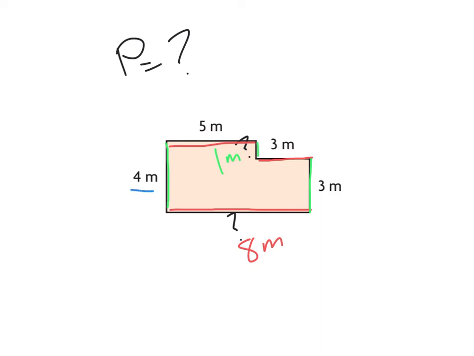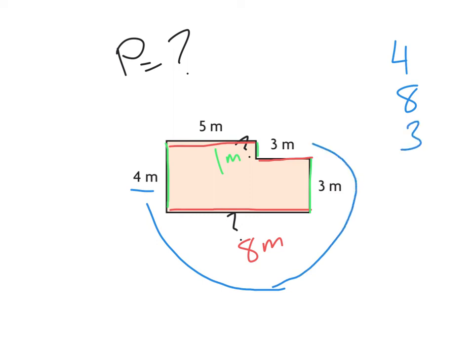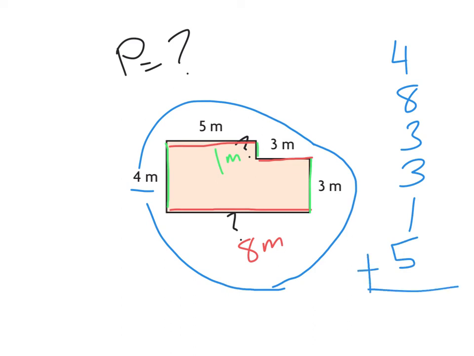So I'm going to start with the 4. If I go around the side, I've got 4, and I'm just going to list them here. I've got 4, I've got 8. I'm going to keep going here. I've got 3, I've got another 3, I've got the 1 that I found, and then traveling all the way back around, I've got a 5.